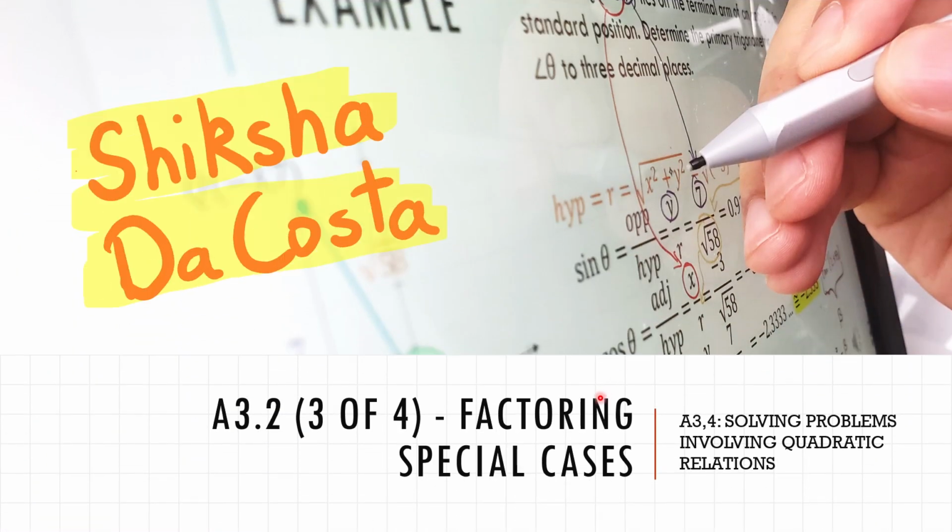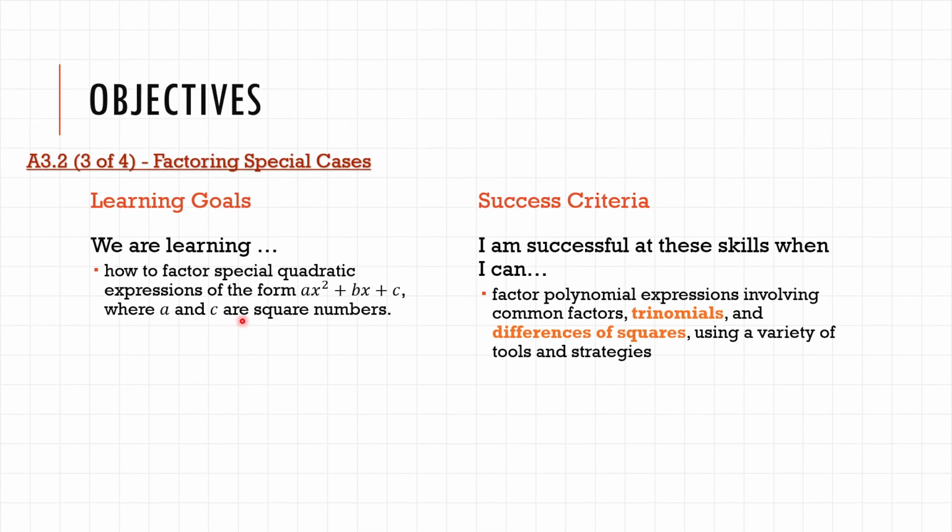Today we're going to learn how to factor very special cases of trinomials. So today we're going to learn how to factor special quadratics that look like ax squared plus bx plus c, like all quadratics do. But in this case, a and c could be square numbers, and there's a pattern here that's going to enable us to cut through some of the work that we might have to otherwise do. Of course, you're successful when you can factor trinomials, including differences of squares, and we'll learn what that means today.